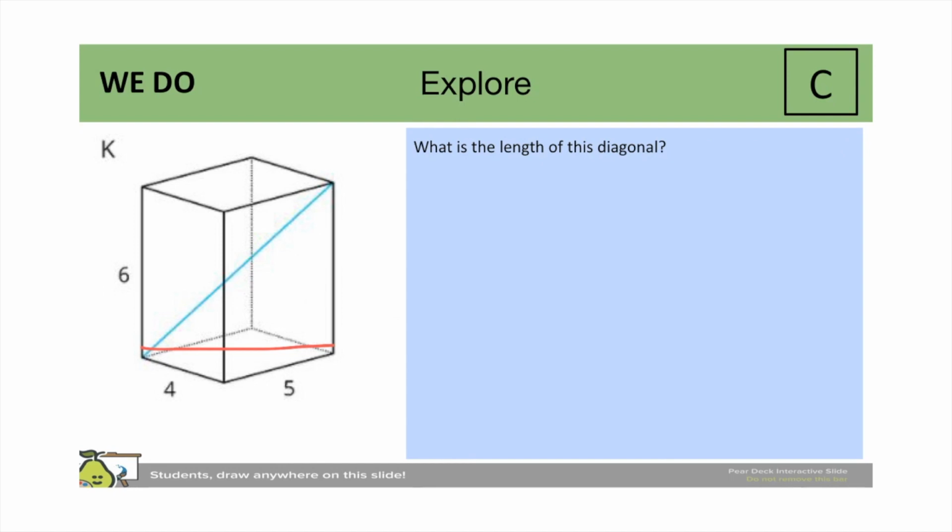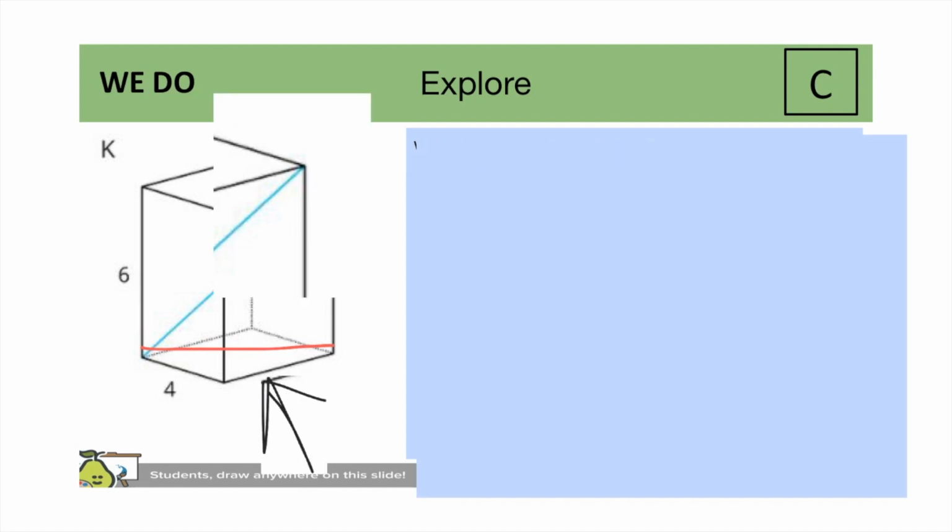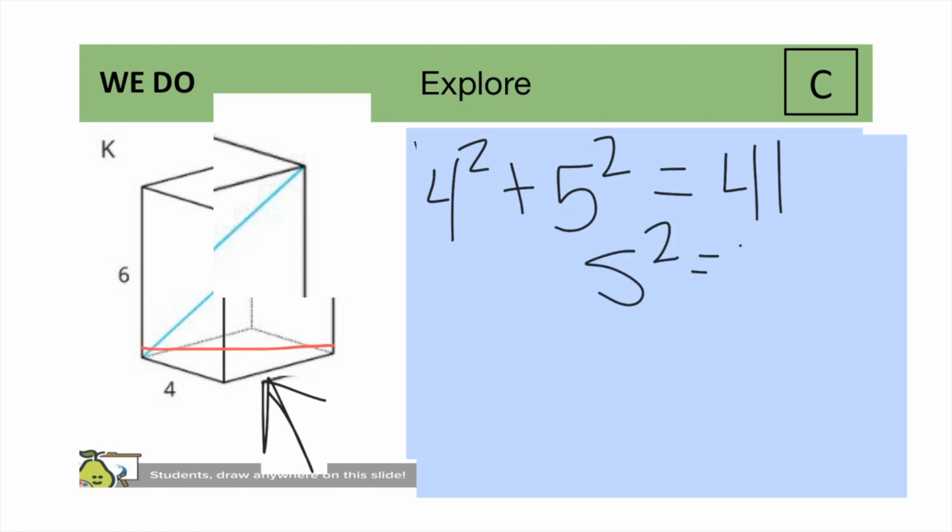For the we do, you and the students are going to collectively determine the length of the diagonal of prism K. So in order to do that, you need to support students with disabilities, and you can do that by adding another diagonal right here at the bottom. That way students realize they need to find the hypotenuse of that triangle first. 4 squared plus 5 squared equals 41, so that means s squared is 41, and that's what we're going to call that diagonal first.